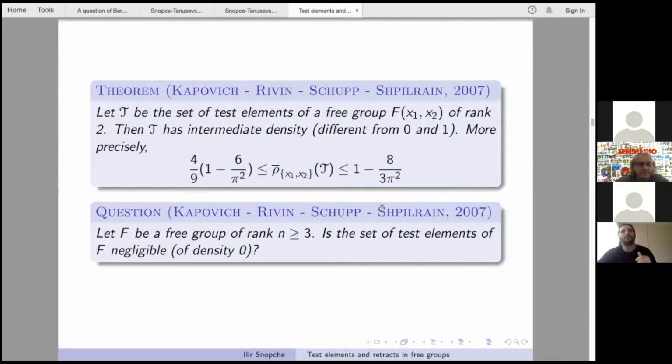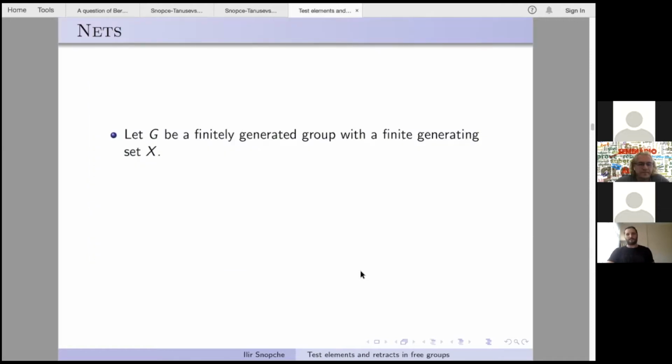So that's why they made this question. Now, before trying to answer this question, I have to define one more concept, which is the concept of a net. So again, let G be a finitely generated group with a finite generating set X.